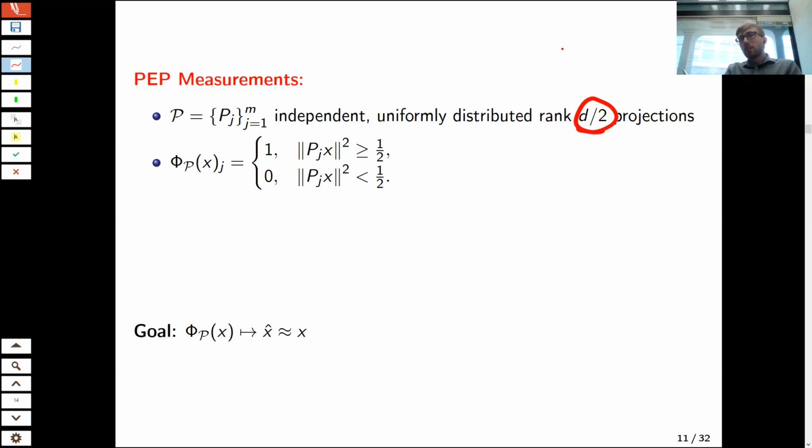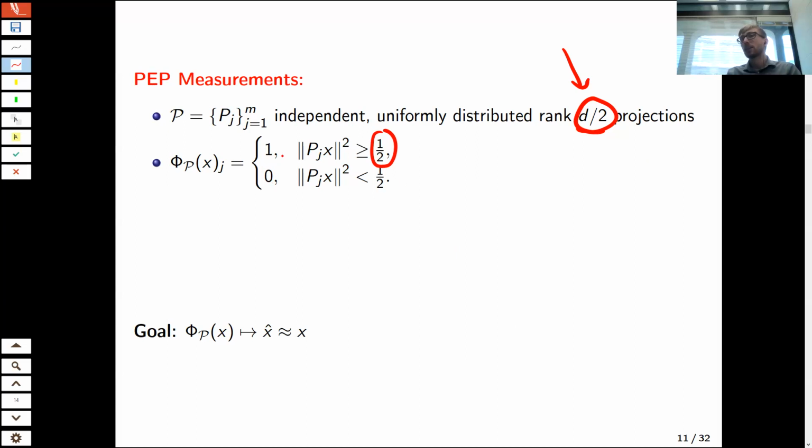Now, the reason for that is sort of an artificial choice. You can modify the type of measurements you're using and use projections in different ways. You can use rank 1 projections, but for the types of questions that I mentioned, where I'm comparing to 1/2, this 1/2 threshold really only makes sense for projections of rank half the dimension.